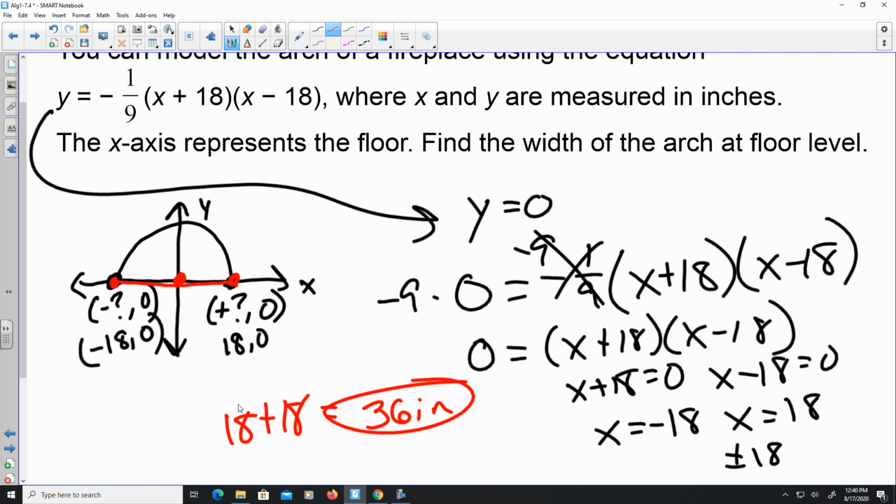And that is being able to solve polynomial equations in factored form.